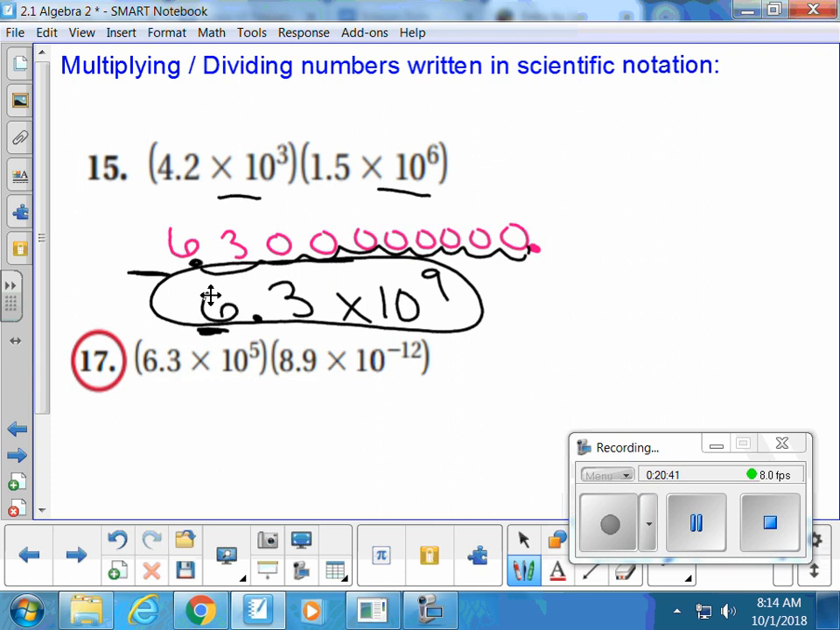Isn't that cool? I don't like this anymore. You don't like it anymore, why? Let's try the next one in the calculator.